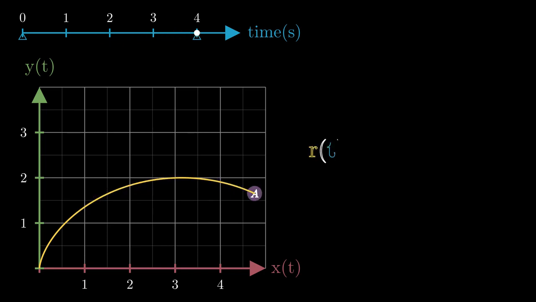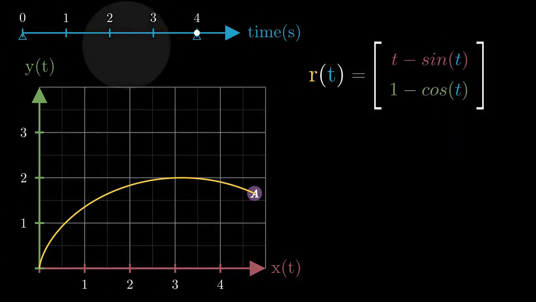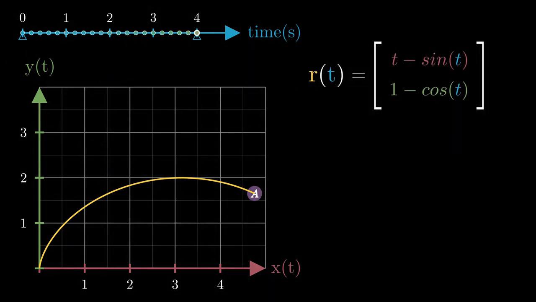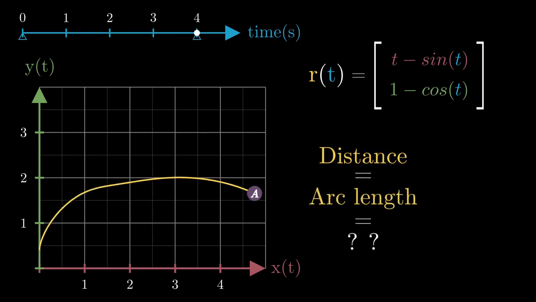The parametric function r of t defining this curve takes in time as input and spits out a vector with coordinates t minus sine of t and 1 minus cosine of t, representing a point on the curve. So the parametric function maps inputs along the time axis to a point on the plane along the curve. Now the question is, what is the distance traveled by particle A in these 4 seconds? Or in other words, what is the length between the endpoints along this curve?